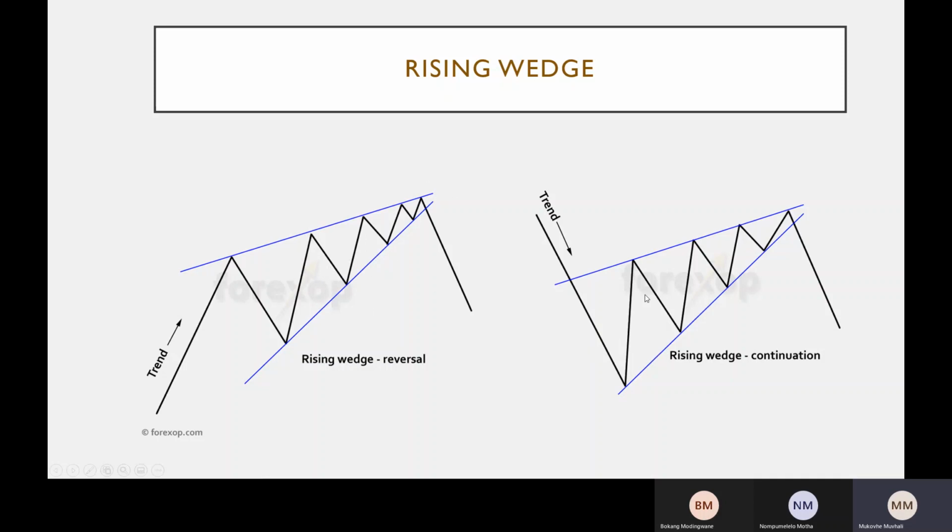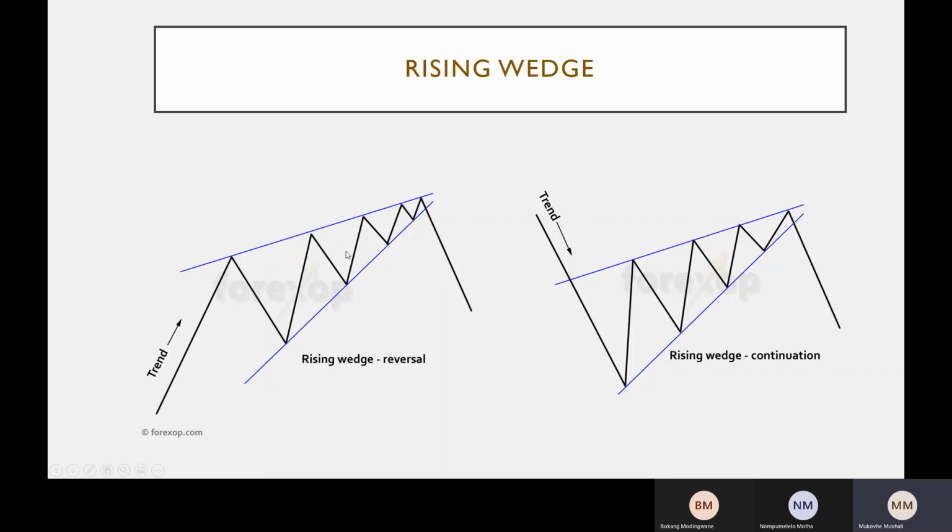And then on the other side, you have a rising wedge, which in this case formed in a downtrend. The trend was going down, and then it rises up. As it rises up, it breaks down to the downside, so it's continuing the trend, right? So in this case here, it was a trend reversal.